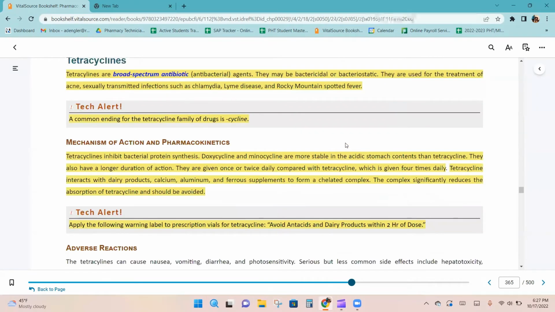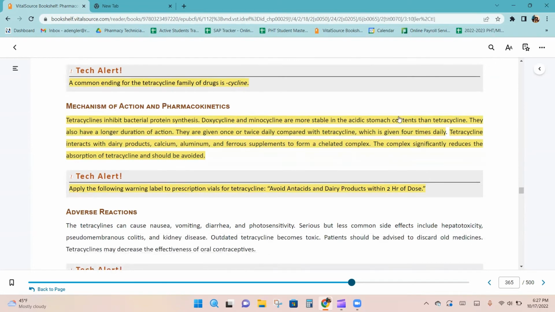Tetracyclines are broad spectrum antibiotics. They may be bactericidal or bacteriostatic. They are used for the treatment of acne, sexually transmitted infections such as chlamydia, Lyme disease, and Rocky Mountain spotted fever. A common ending for the tetracycline family of drugs is cycline. Tetracycline inhibits bacterial protein synthesis.